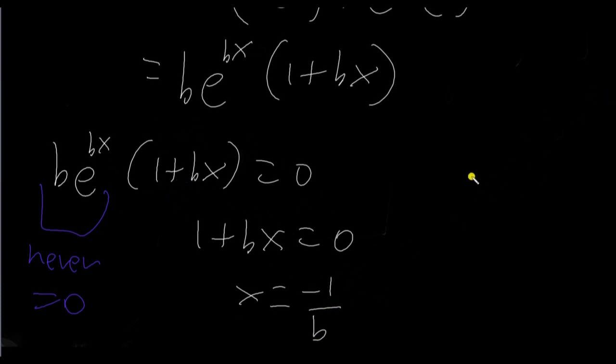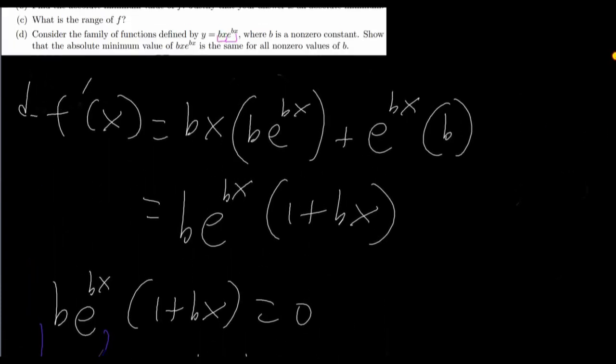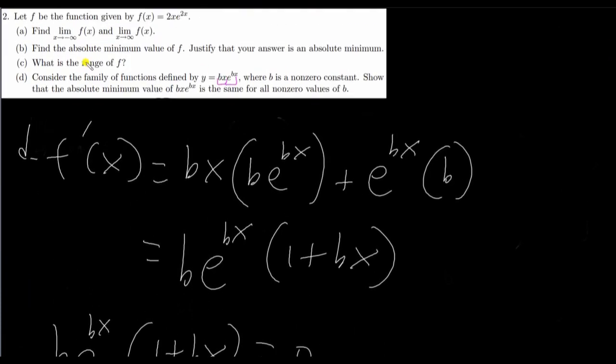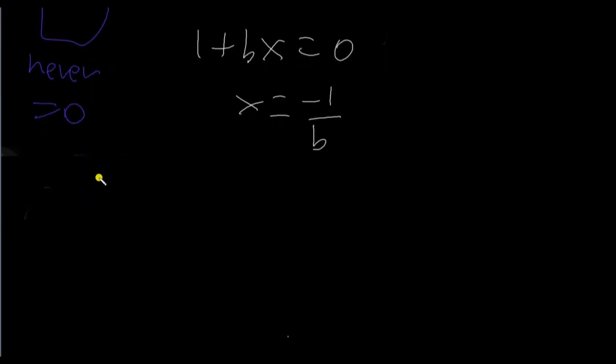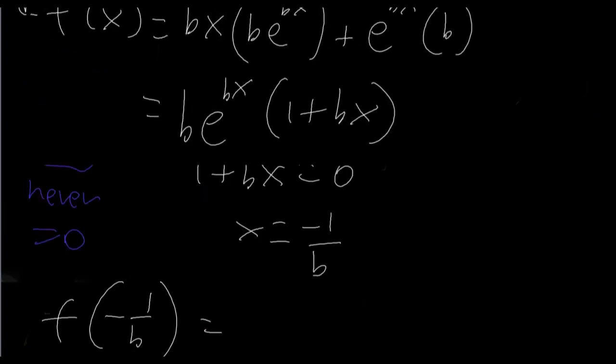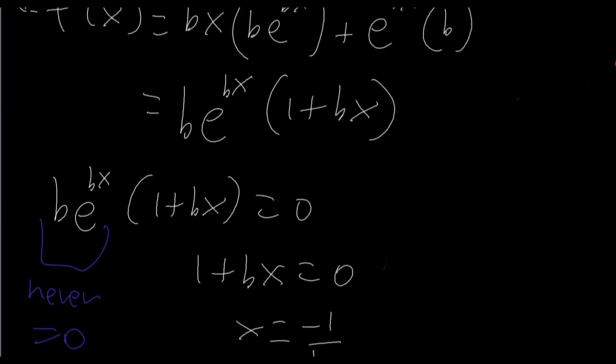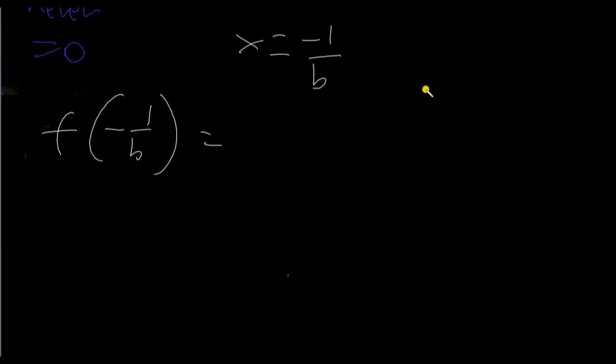And then finally, remember, we want to find the absolute minimum. It says the absolute minimum value, right? Not the x value, just says value. And when it says that, that means you want to find f of that. So f of negative 1 over b. And let's go up and look at the function one more time. F of x is bx e to the bx. Let me write that here real quick. Bx e to the bx.